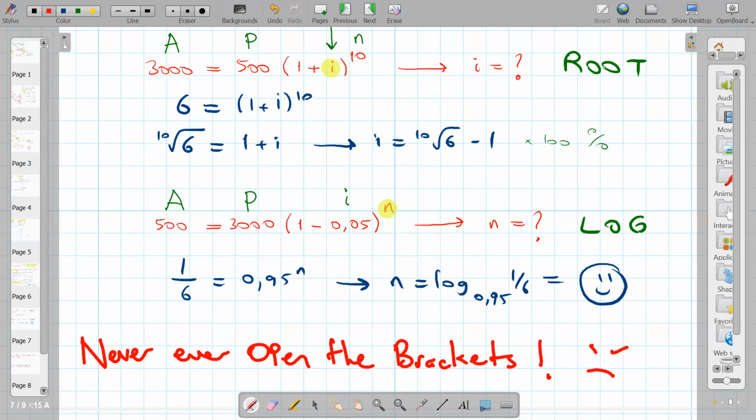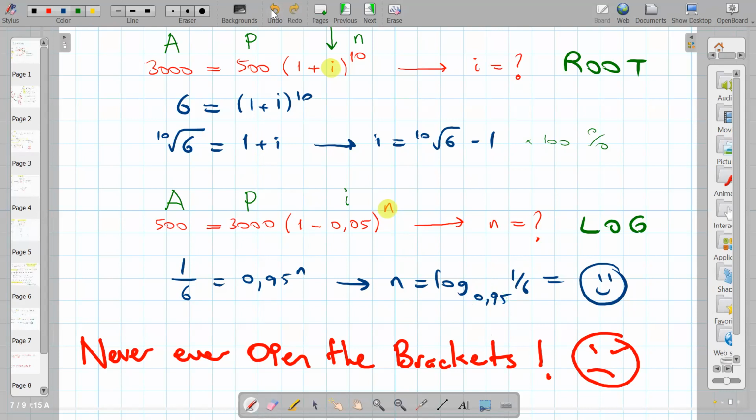So then what is 1/6 years? It's not 1/6 years. What do you mean 1/6 years? No, 1/6 comes from dividing both sides by 3,000. So 500 over 3,000 is 1/6. Log of 1/6, and your base is 0.95.